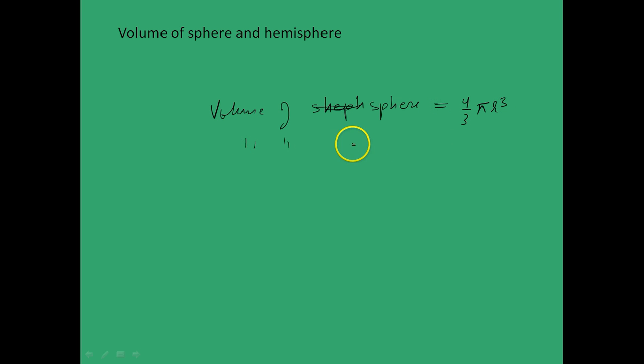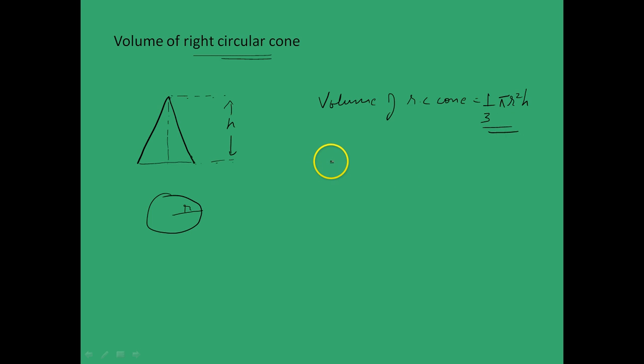And the volume of a hemisphere is obviously half the volume of a sphere, so that is 2 by 3 pi r cube. Again, I repeat, we did not derive this result. We are simply stating the results as such. They can be proved later on with some other mathematical tools that we will develop in higher classes. And so with that, we come to the end of our discussion of surface areas and volumes.